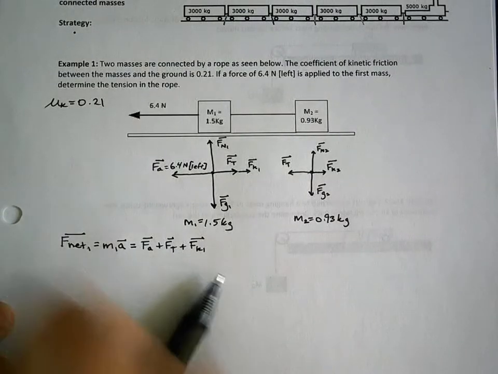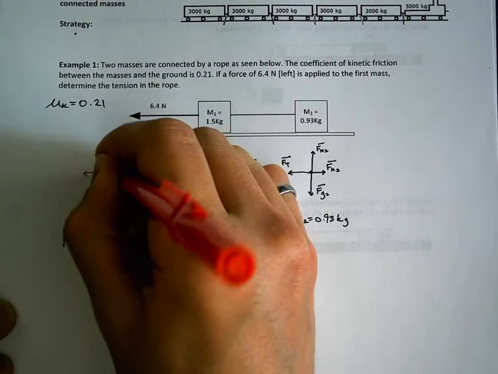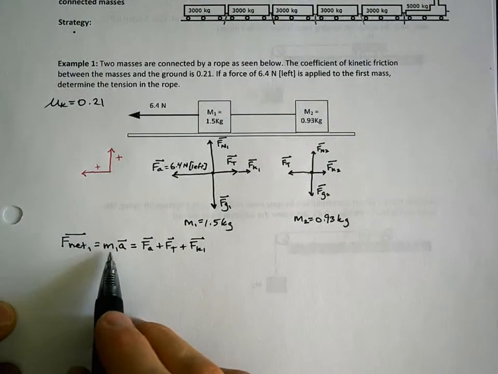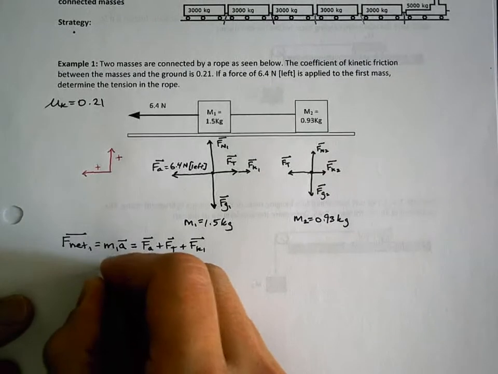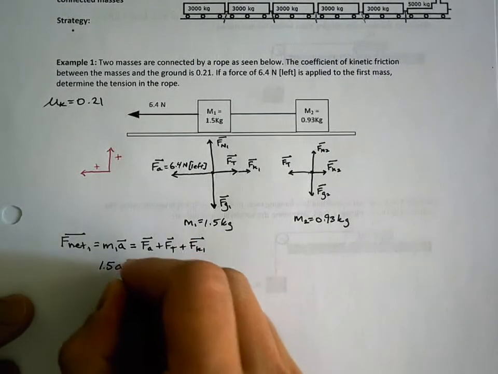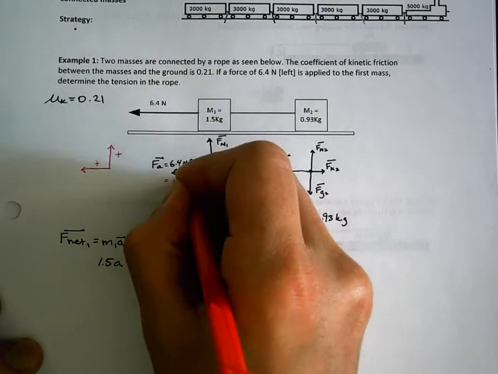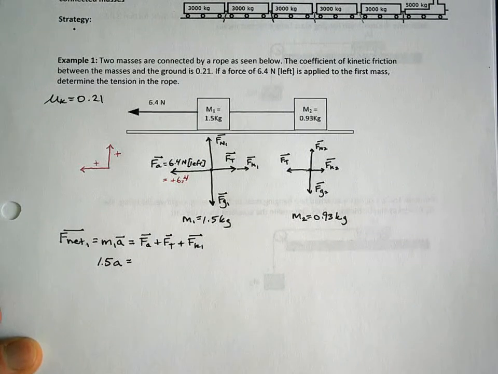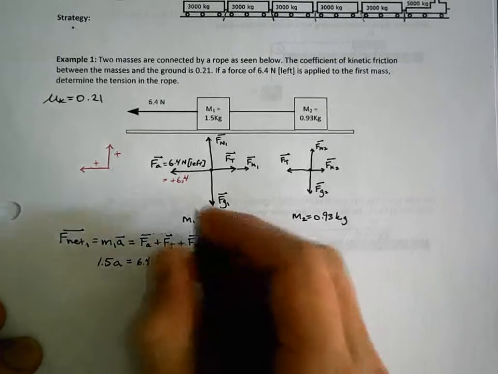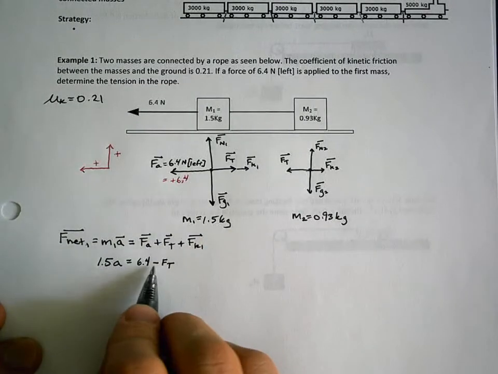Now we should define some directions. So let's say to the right is positive, and let's say up is positive. Okay, so my mass is 1.5, and I have no idea about the acceleration, so I'm just going to write A. FA is to the left, so this is positive 6.4. FT, I don't know what it is, so I'm just going to call it FT, but I'm going to write it as not a vector because I know it's to the right, so I know it's a negative.